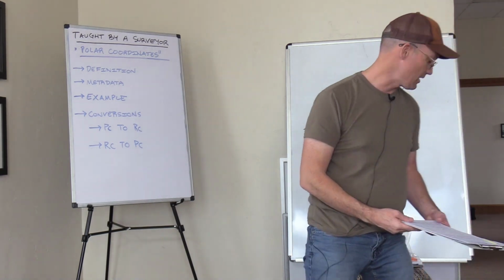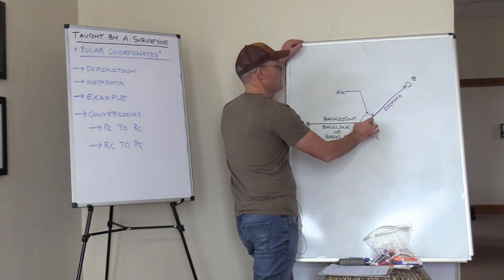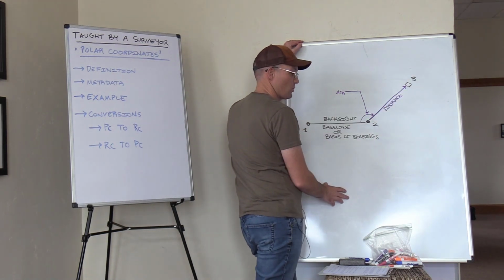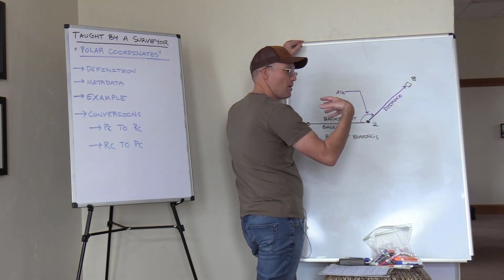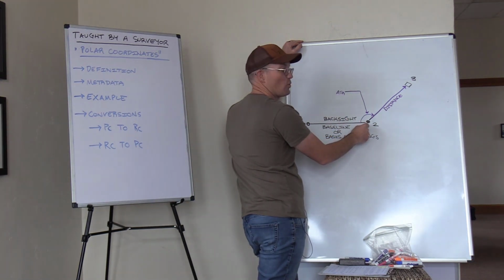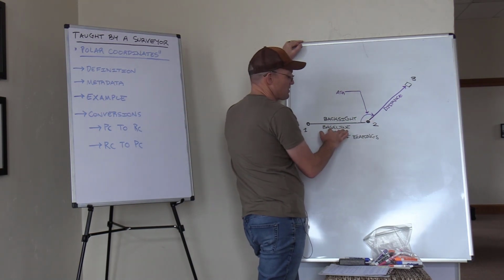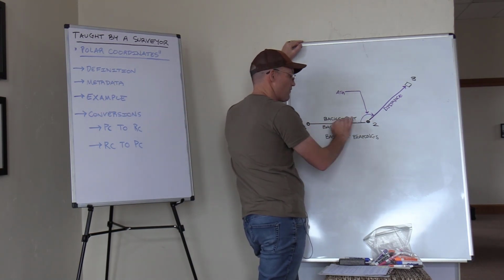I've got a sketch here we can look at. Okay, so I've got 3 points here. I've got point 1, point 2, point 3. Just to help you understand this, let's say I have an instrument, a total station, set up on point 2, and I look back at point 1. That is called a back sight. In this case you could also call it our baseline, our reference line, or our basis of bearings.